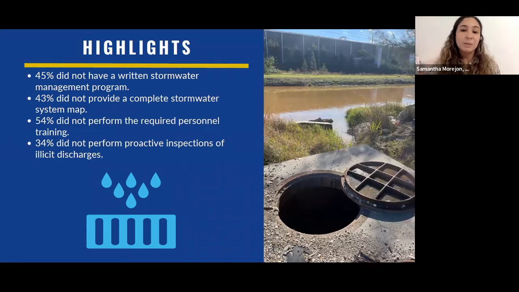Additionally, 43% of permittees did not provide a complete map of their stormwater system. Again, how can you manage maintenance or inspection schedules if you don't know where all of your stormwater system parts are? 54% of permittees did not perform the required personnel training for illicit discharge or spill response, and 34% of permittees did not perform proactive inspections of illicit discharges.